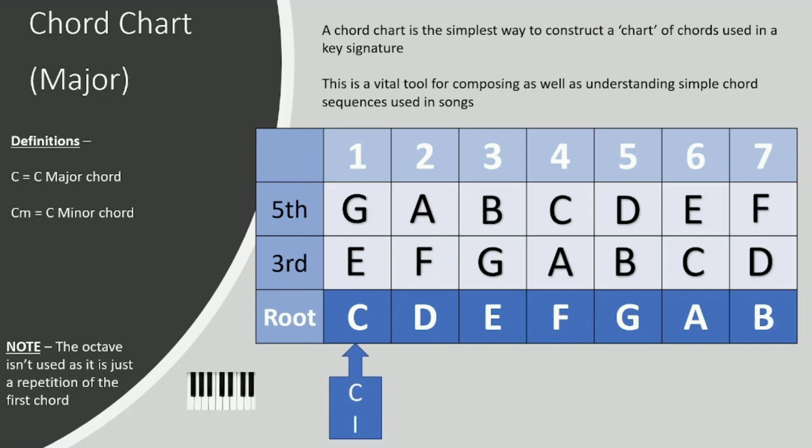First of all, in a major chord chart, the first chord will always be major. Just like in a minor chord chart, as we'll see in the next slide, it will always be minor. So, C major, C, E, G.